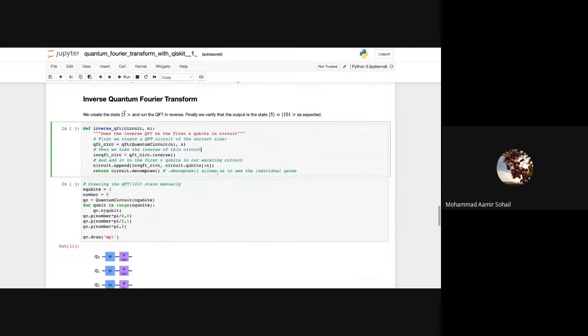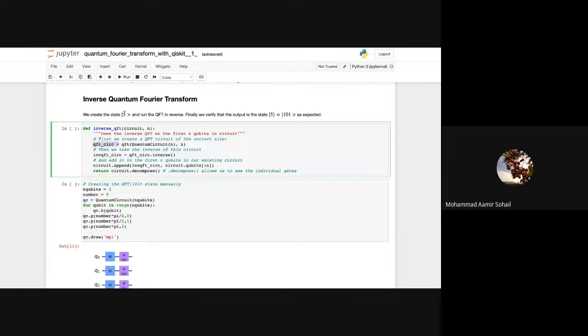So we don't have to actually derive what's the circuit of the inverse quantum Fourier transform because we have a function in Qiskit. So that's called this. So you just do the circuit inverse. So that will do all kinds of manipulation on their own programming side, and then that will give you the inverse circuit of this quantum Fourier transform. So you don't have to do that.